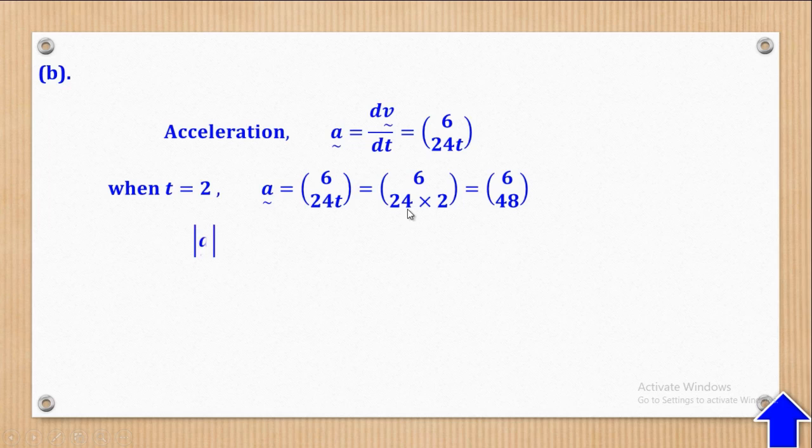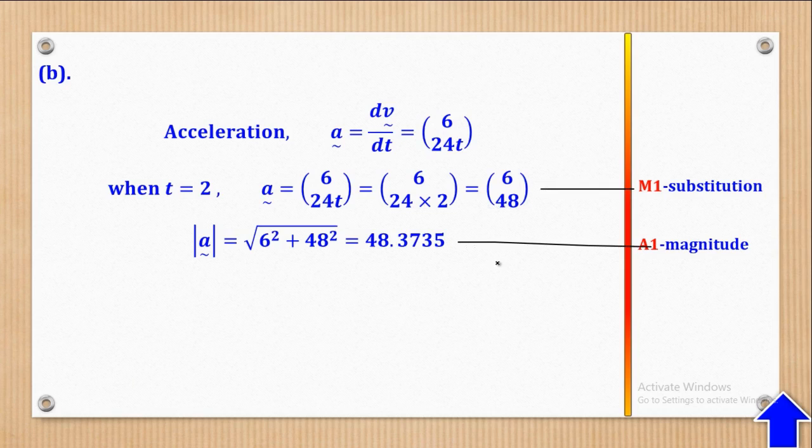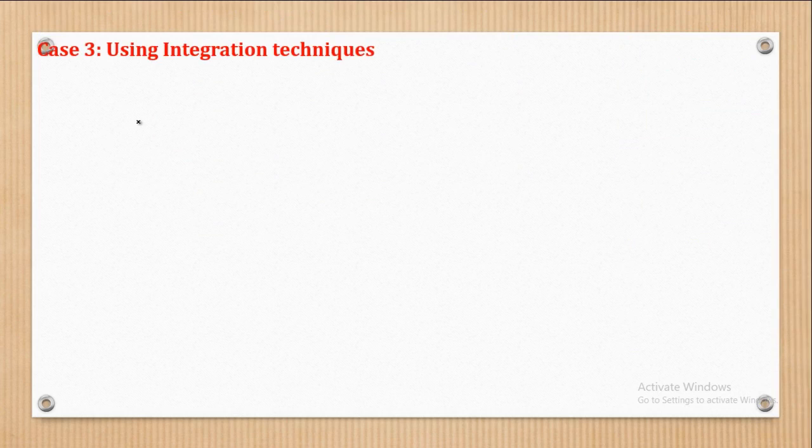But they ask for magnitude, so I have to get the magnitude, which will be 6 squared plus 48 squared, everything under root, to come up with 48.3735. And there are no units. So basically that's what they wanted, and now let's see how marks can be awarded for this part. So M1 will be for substitution and getting this acceleration in vector form, and A1 is for getting the magnitude of the acceleration. So that has been case 2, where we need to use the knowledge of differentiation.